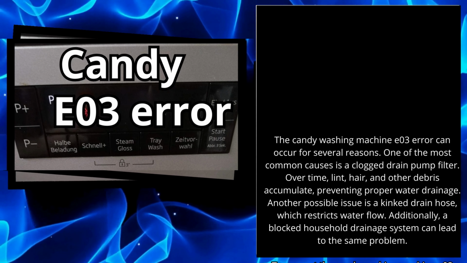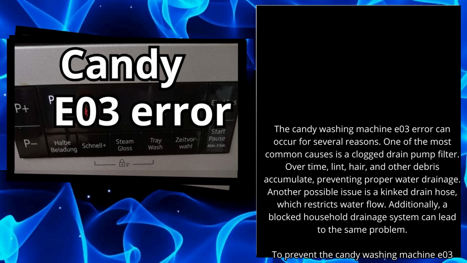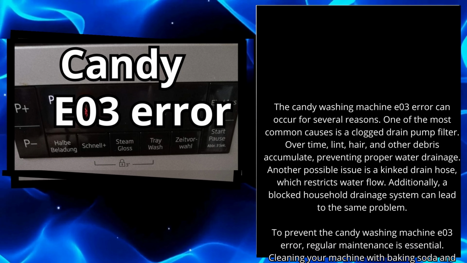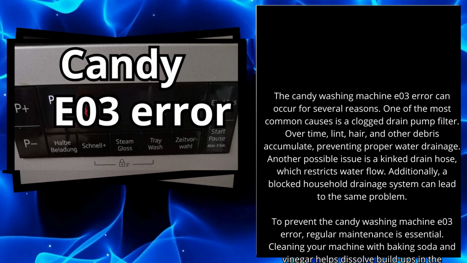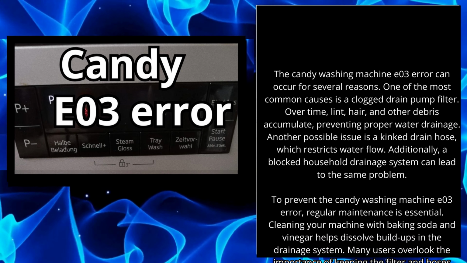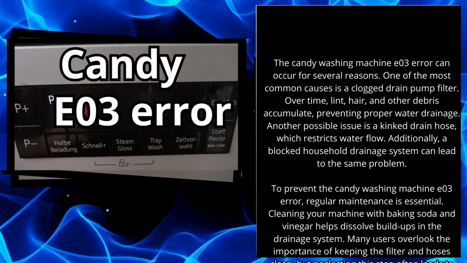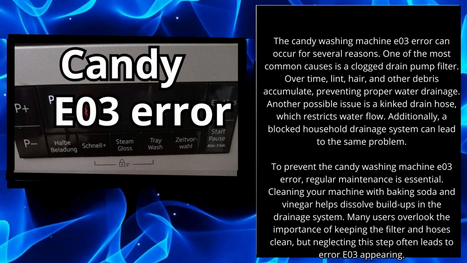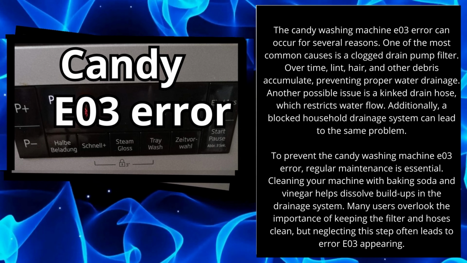The candy washing machine E03 error can occur for several reasons. One of the most common causes is a clogged drain pump filter. Over time, lint, hair, and other debris accumulate, preventing proper water drainage. Another possible issue is a kinked drain hose, which restricts water flow. Additionally, a blocked household drainage system can lead to the same problem.